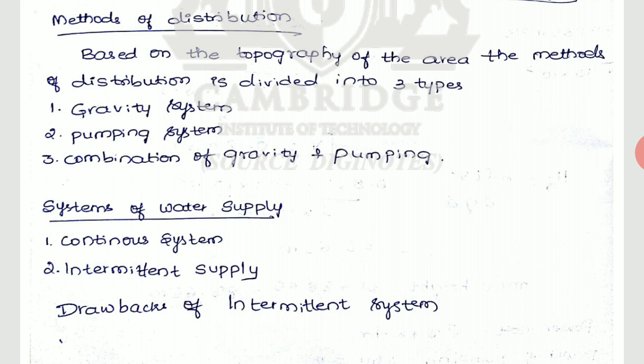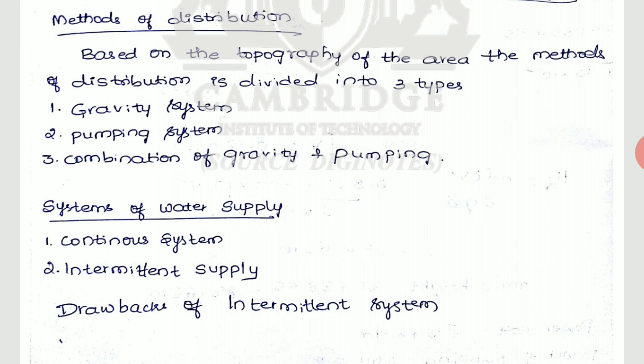That's why, according to the topography, the engineer has to think to select the method of distribution. In the methods of distribution, as I said, it is divided into 3 types. The first one is gravity system, second is pumping system, third one is combination of gravity and pumping system.